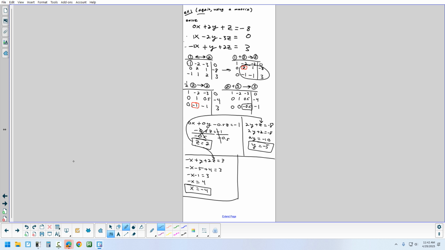Any question on the steps? These are the main matrix steps right here. There were 4 of them. Can I take a picture of the board? A picture? Sure.